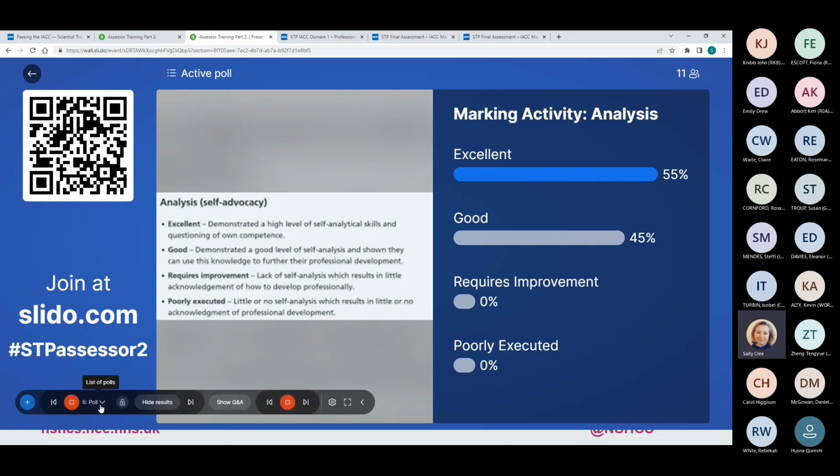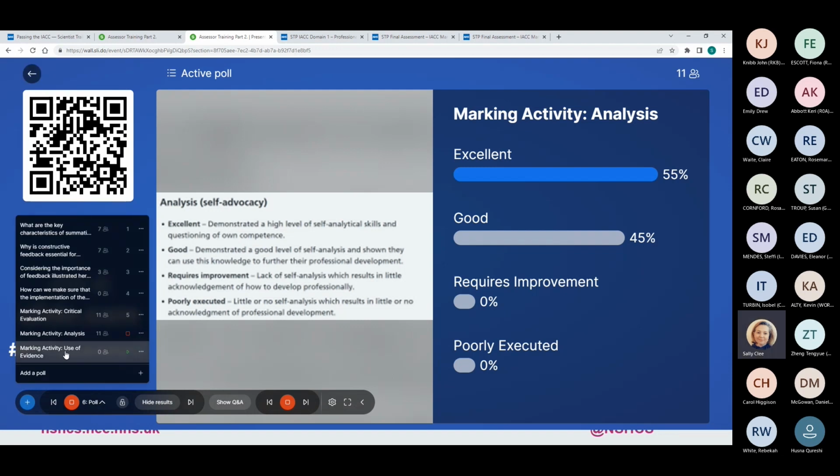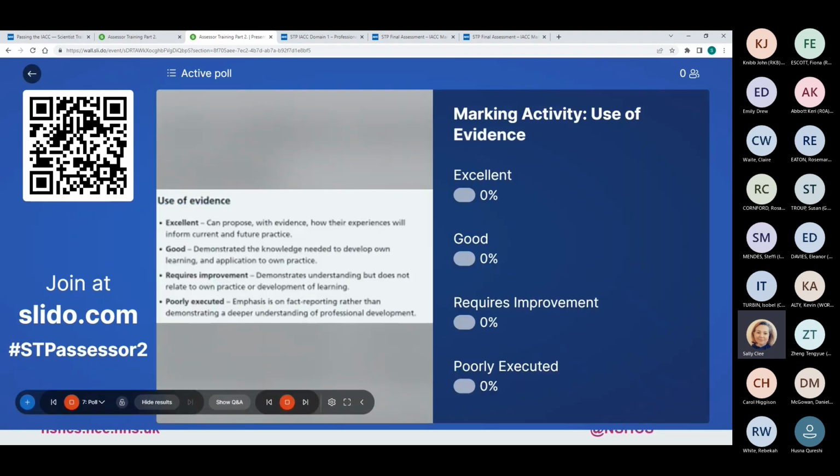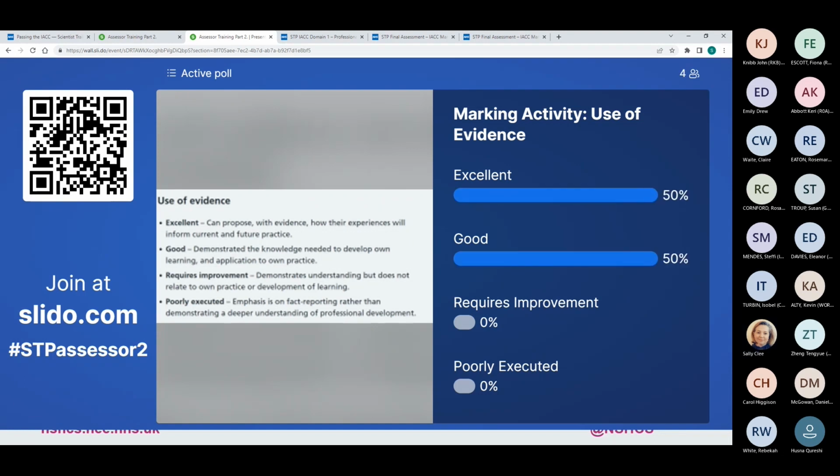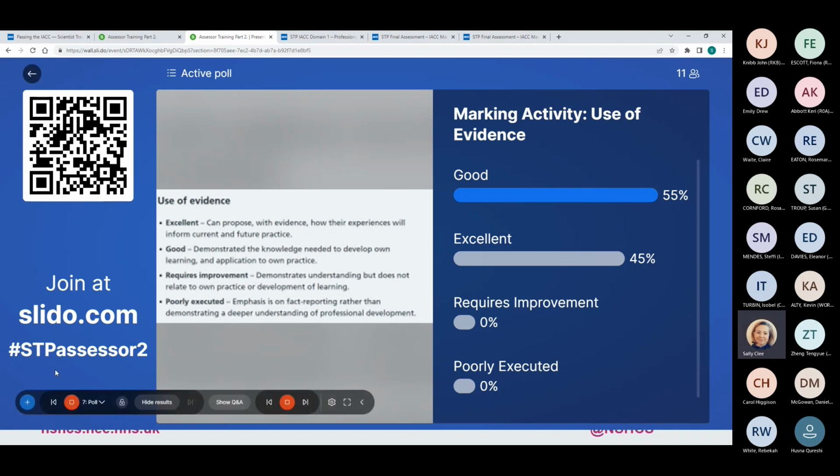Okay, that's fab. Then if we go to the last one, which was use of evidence, how well do you think this individual provided evidence? Okay, almost again a 50-50 split.